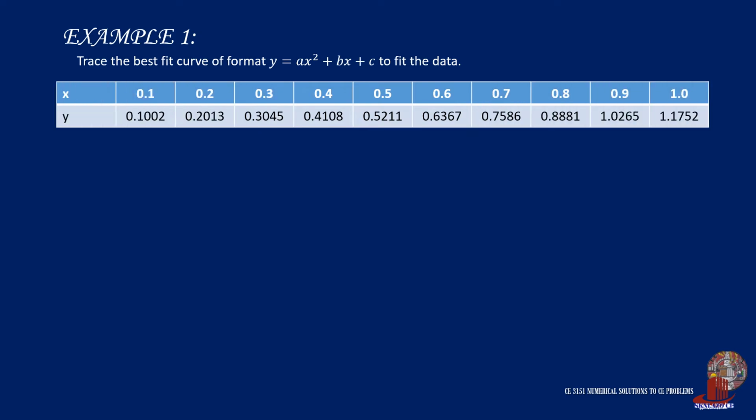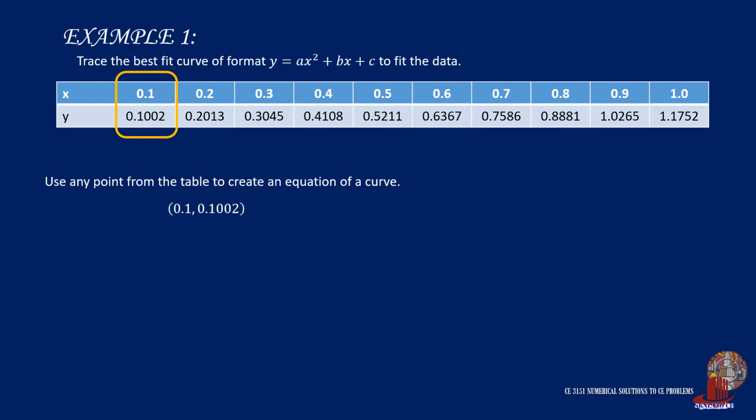Let's work with the best fit curve with the format y is equal to ax squared plus bx plus c to the same data we worked on with the best fit line in the previous video. In order for us to transform the equation to y is equal to ax plus b, choose a point from the dataset and assume that the curve will be passing through this point. So plug in the coordinates into the equation and have the outcome as equation 2.